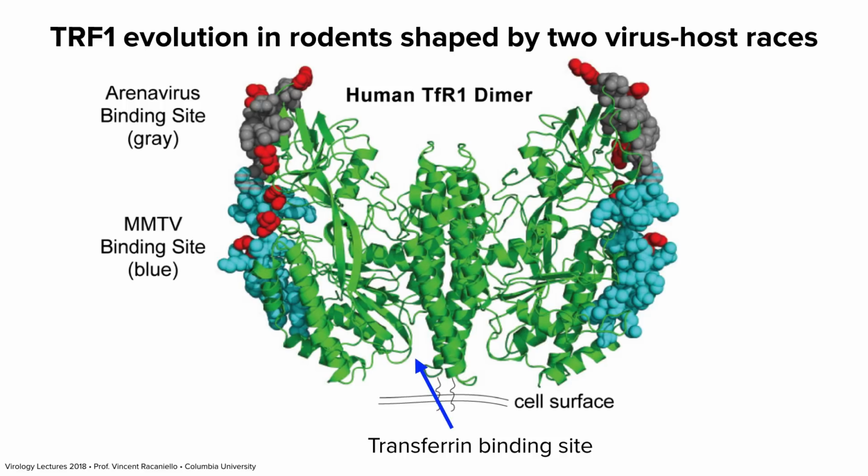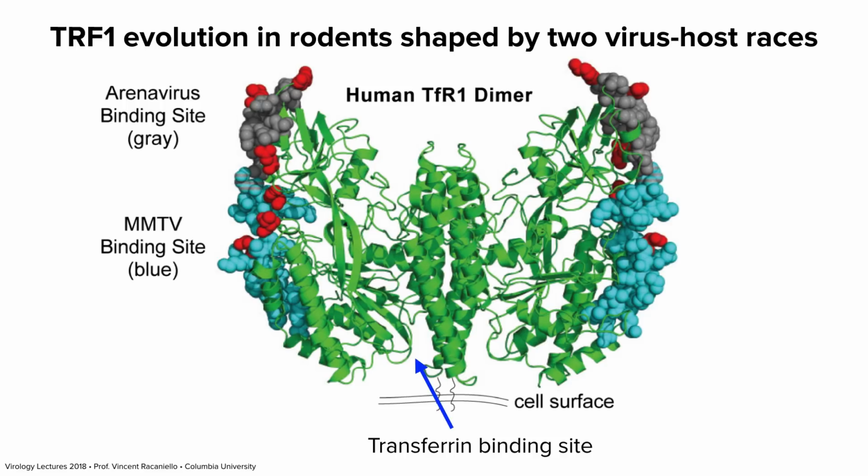And one laboratory has identified the interaction sites of the virus with this protein. For arenavirus, it's the gray sites, and for MMTV, it's the blue sites. So these are areas where there have been positively selected amino acids in the receptor for these viruses. You can see they're distinct, and they have changed over time as the virus changes. Remember, the virus binds this receptor. Receptor can change, or the virus can change to go back and forth in this arms race.